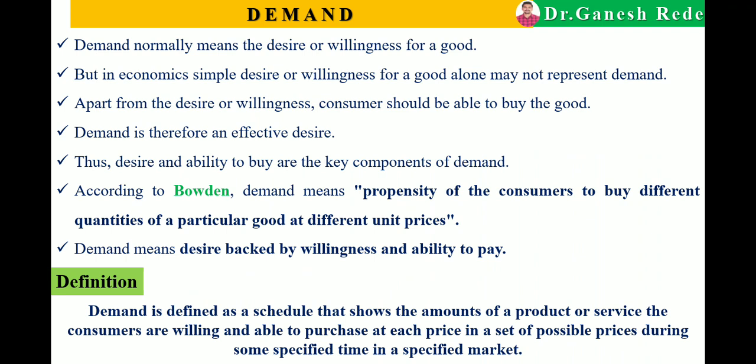So according to the definition, demand is a schedule that shows the amount of product, meaning quantities of product, it may be in kg, quintal, whatever, or services the consumers are willing and able to purchase. That means the consumers have a desire for different quantities of that good and are willing and also able to purchase at a set of possible prices, meaning different price levels, during some specified time in a specified market. So that is the definition of demand.